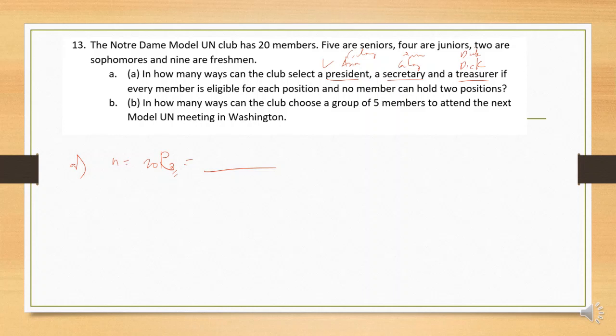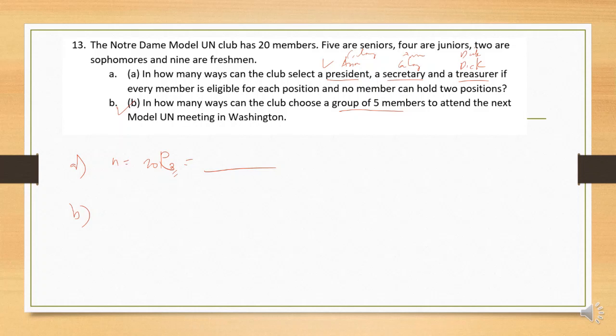Next ay yung ating letter B. In how many ways can the club choose a group of 5 members to attend the next Model UN meeting in Washington?